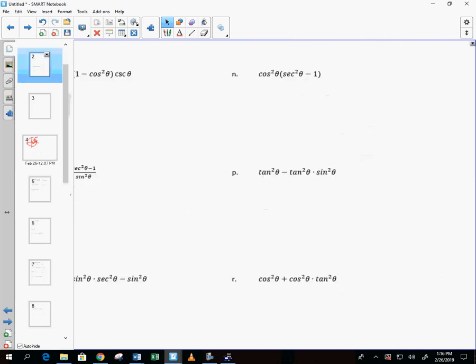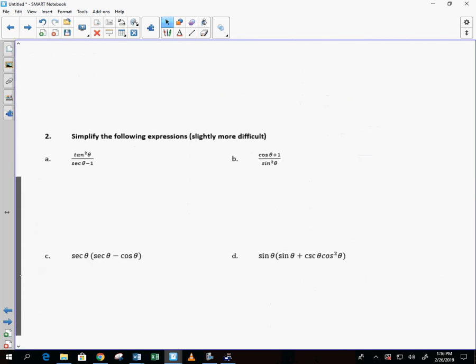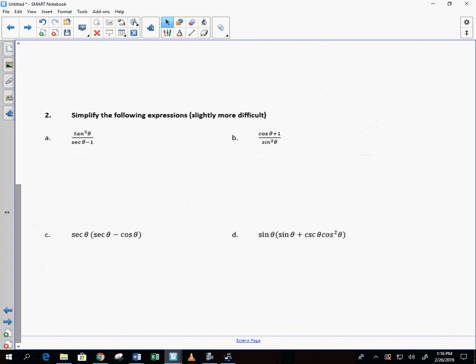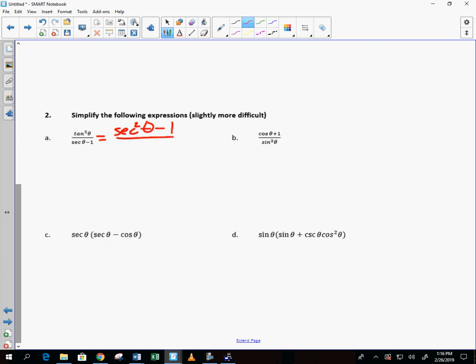I know that in the previous ones you guys got used to substituting something in, but we're going to do it differently. Instead of substituting something for secant minus 1, we're going to substitute something for tangent squared. We're going to substitute this: secant squared of theta minus 1 over secant of theta minus 1. Those look almost the same, don't they?